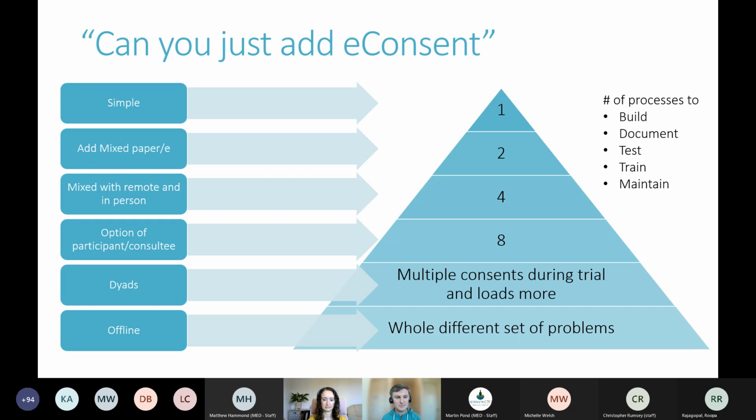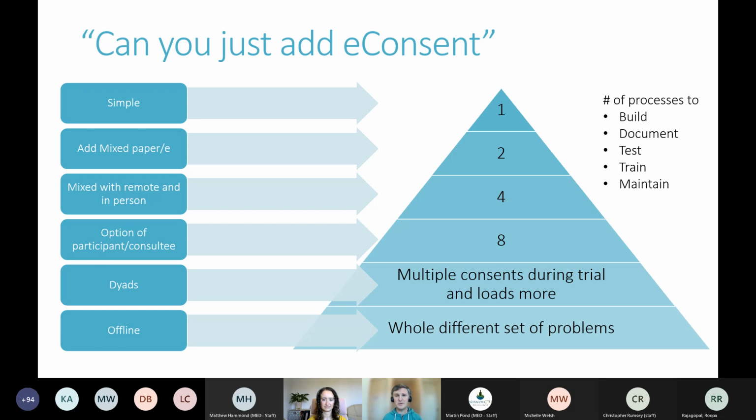So I mean, all this stuff is possible, but it's just worth bearing in mind that the time requirements can quite quickly add up. And yes, for all of these features here. Dyads, again, are interesting because you can have a situation where one person might change throughout the study, so you might need multiple consent forms for one member of the dyad, and then offline consent, as we've mentioned, is a whole different set of problems, things to consider. So yeah, that's again, something to bear in mind.